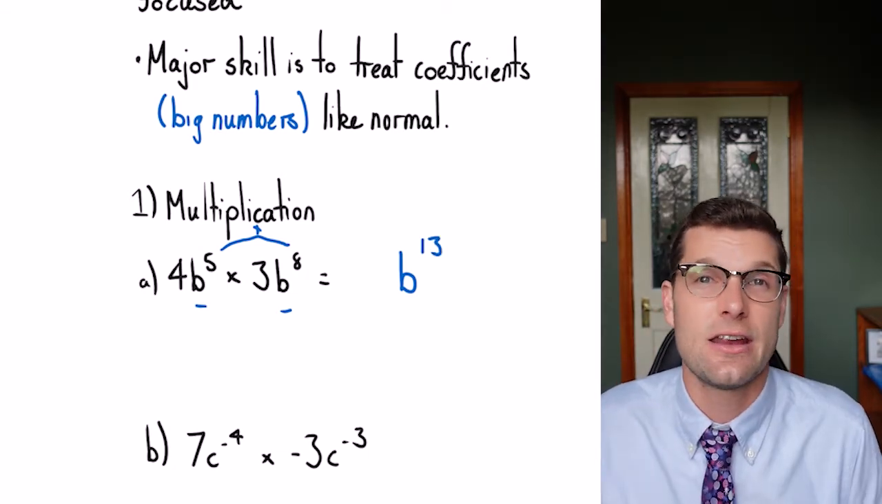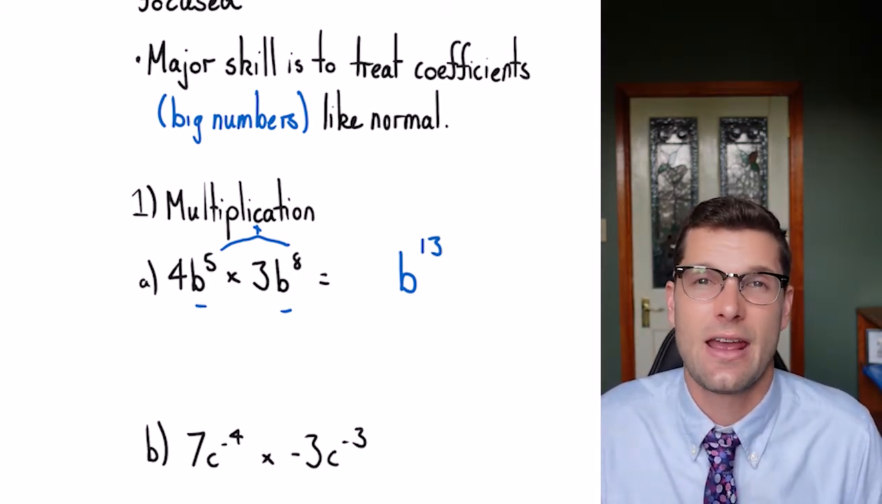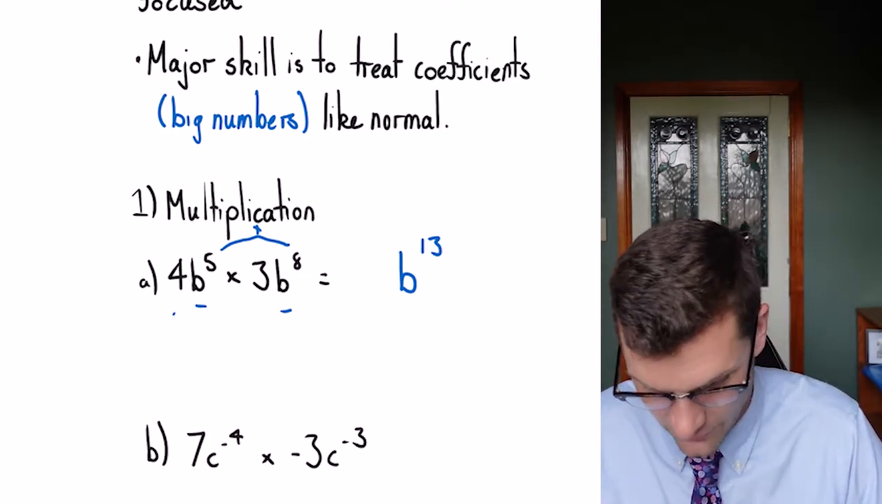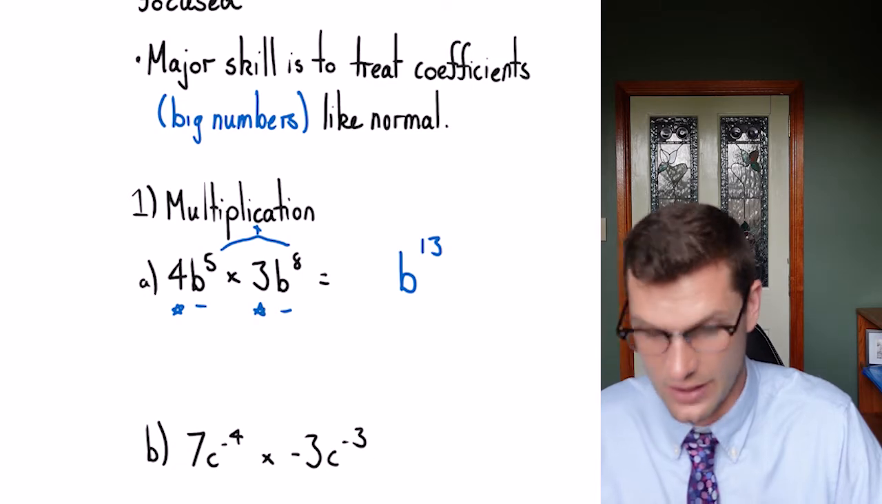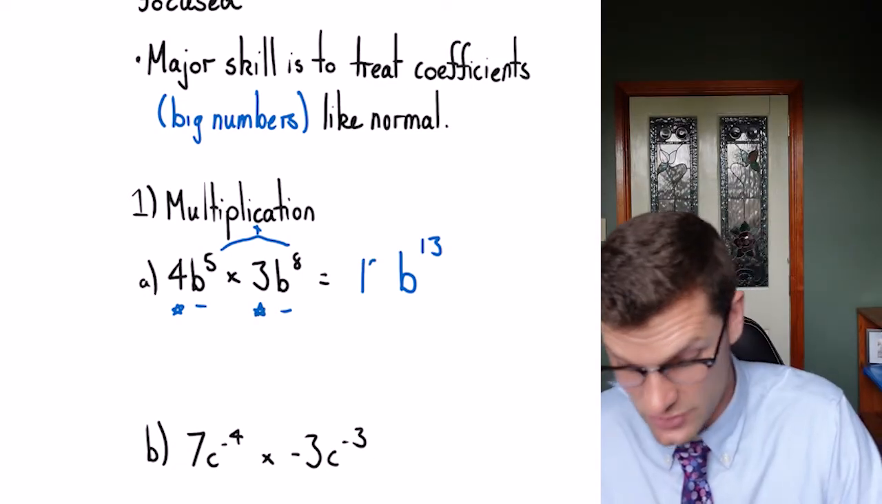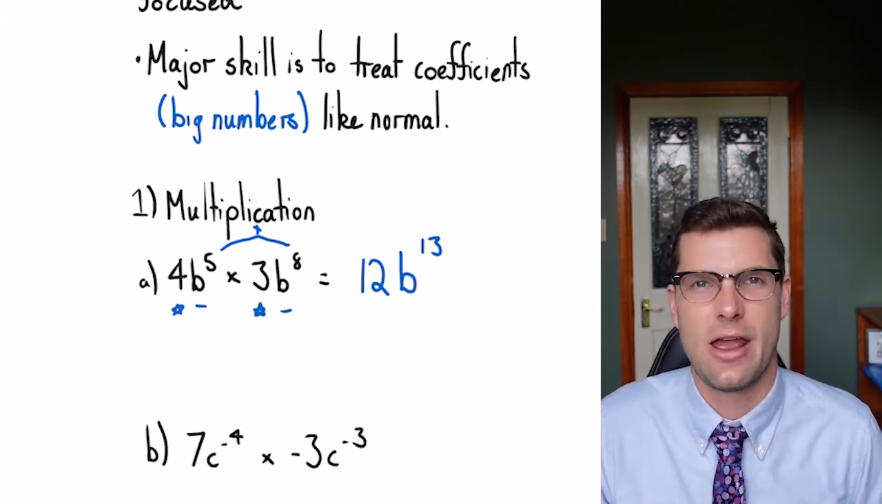And just like I said, to get the coefficient out the front, I just have to treat the big numbers like normal. That's a 4, that's a 3, they're multiplied together, so that's all I've got to do. So this becomes 12b to the power of 13.